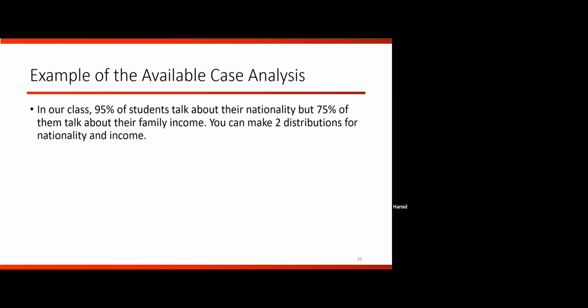This is one example. Maybe 95% of students talk about nationality or ethnicity, and 70% talk about family income. Let's just change the example. Let's say in one case I have 5% emptiness and in the other 75%. If you just drop the observations, maybe you end up losing something between 25 to 30% of your data.